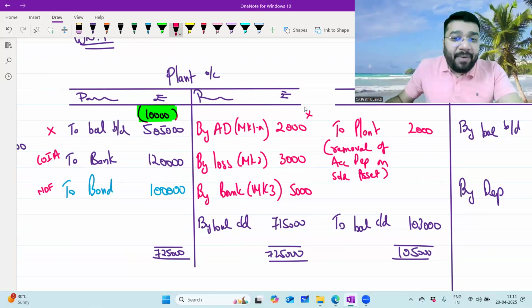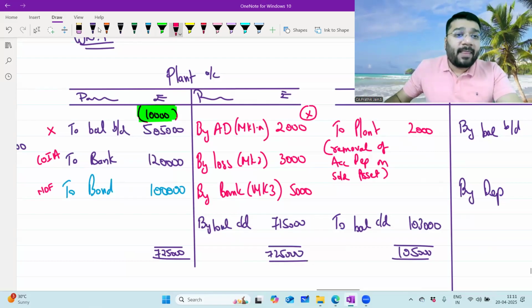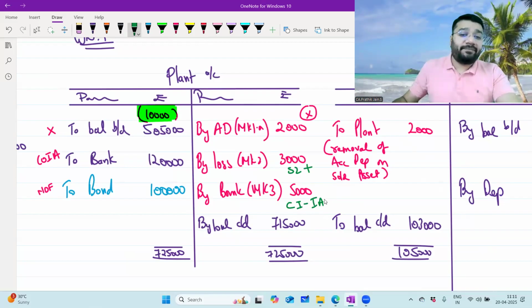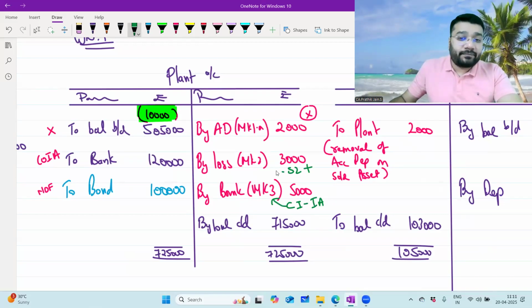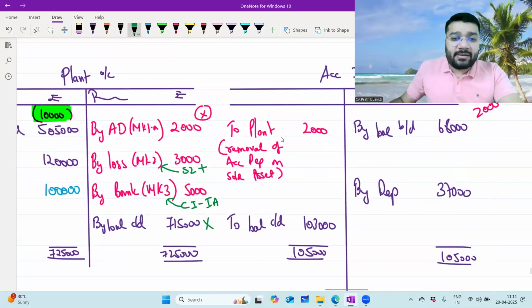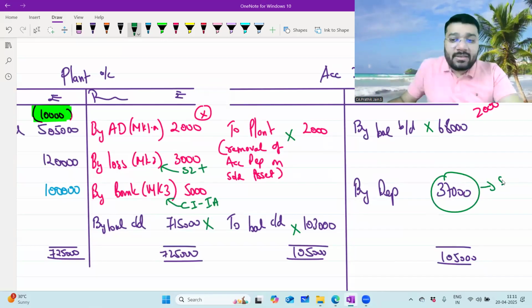This will have an impact? No. Loss? Yes. Segment 2, I will add back. By bank, cash inflow from investing activity. Here, no movement. No impact. That is no entry. This 2,000, no impact. This 1,03,000, no impact. This 68, no impact. This 37,000 is add back in segment 2. Am I clear? Yes, sir.